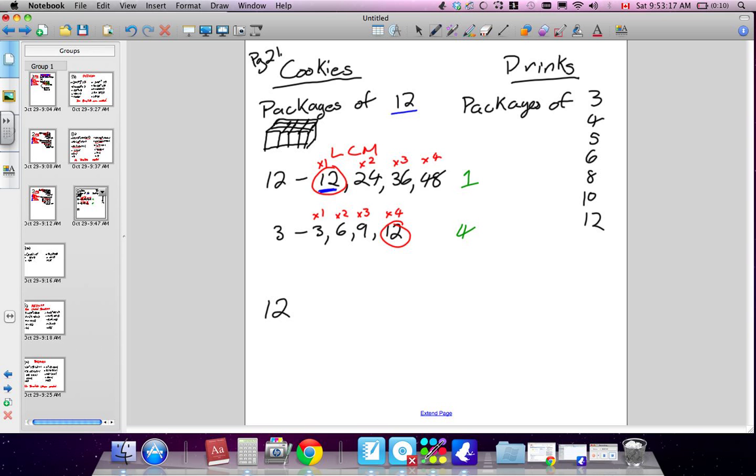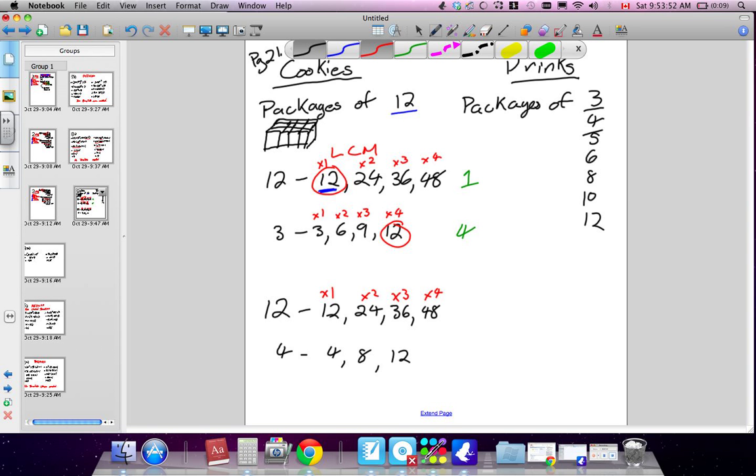Again, cookies. Because cookies is so nicely laid out for us, we can just copy what we have above, right? And then we did 12, 24, 36, and 48, and we knew we were multiplying. Here's 1 package, 2, 3, 4. Now let's say we bought drinks in 4s this time. So 4 times 1, 8 is the next one. And 12. Do we need to keep going? No. Because what is our common multiple?